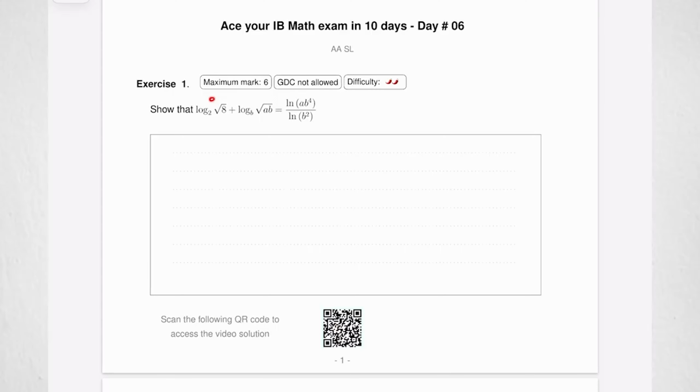All right, so let's jump to exercise number 1. In exercise number 1, we have a few log properties to use. So this is going to test exactly how comfortable you are with logs. So we need to show that log of root of 8 base 2, which by the way you can find quite fast, plus log of root AB base B is equal to this.